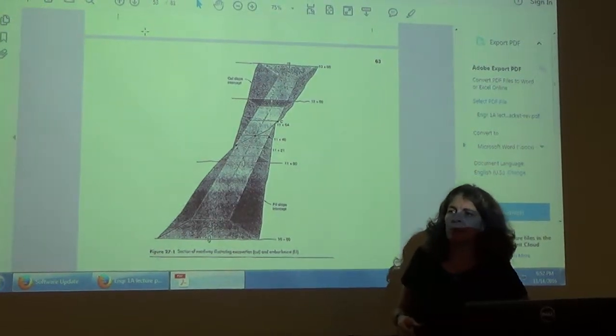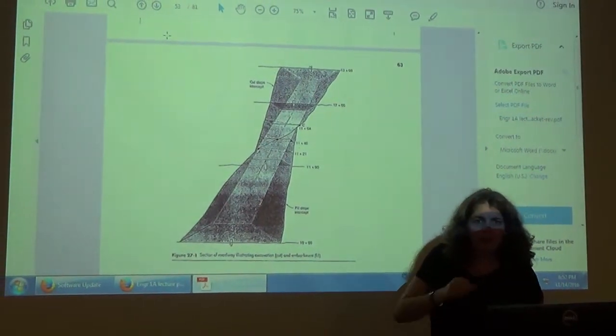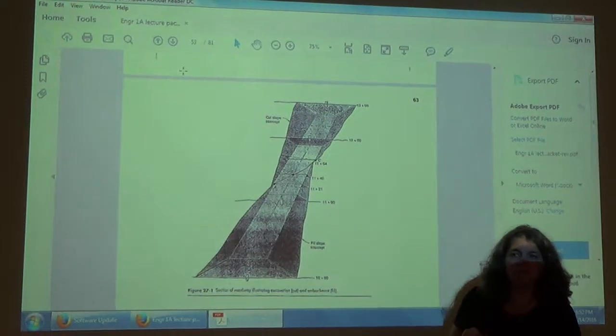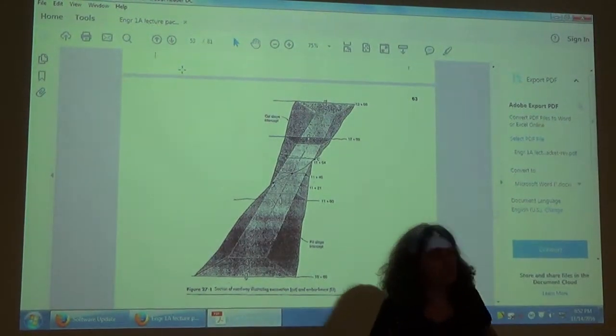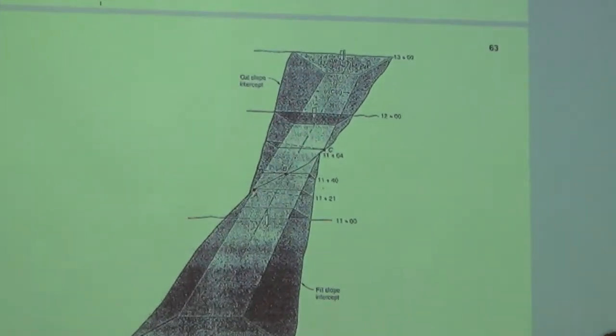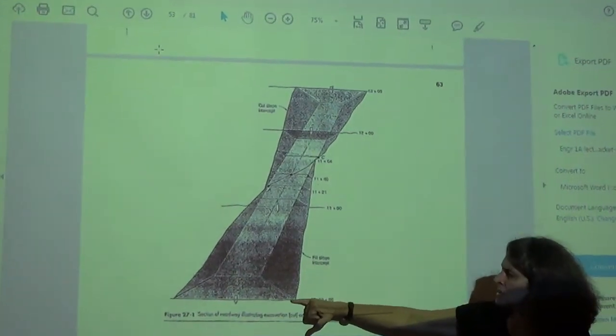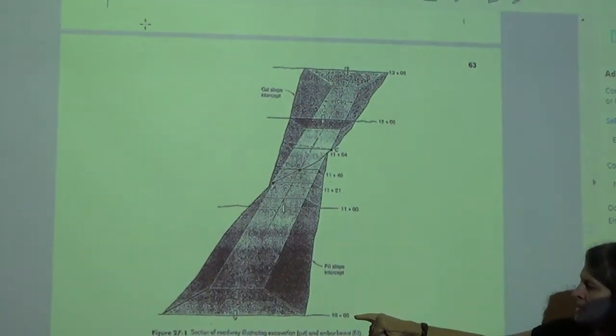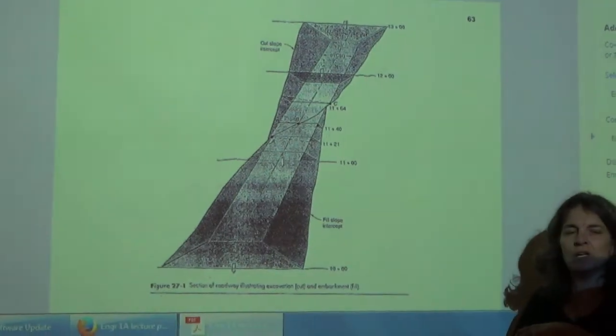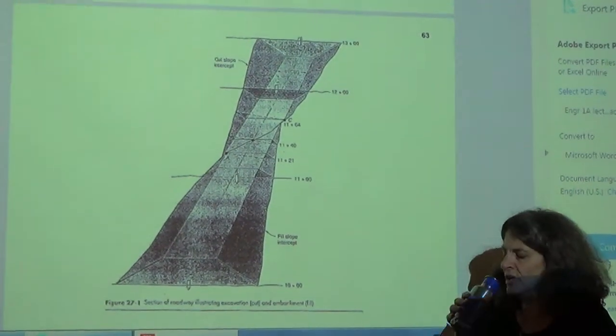How would they label the beginning of the road? What station would the beginning of the road be? 0 plus 0, 0. So how many feet is this area, this station right here, in reference to the beginning of the road? 1,000 feet.